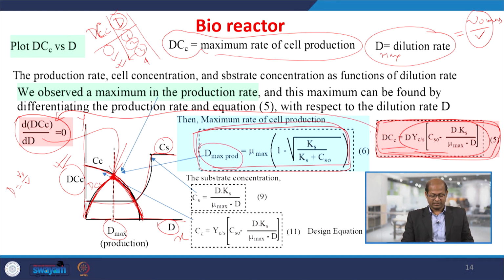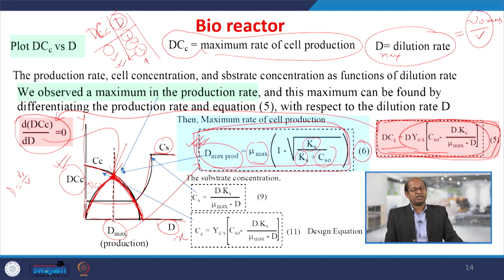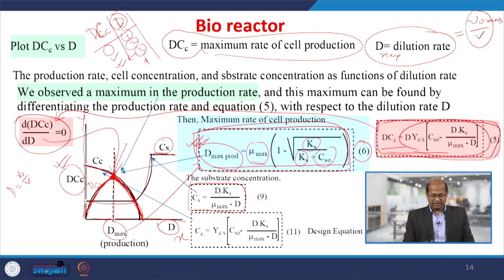So, the maximum cell production that is coming equals mu max into 1 minus square root of Ks by Ks plus Cs0. So, using equation 6 also, we can directly find out when the maximum cell production should be there, dCc would be maximum. If we know the substrate concentration, Monod constant Ks and mu max, and substitute in equation 6, then the maximum dilution rate or maximum production rate of cells in that particular reactor we can find out by using equation 6.